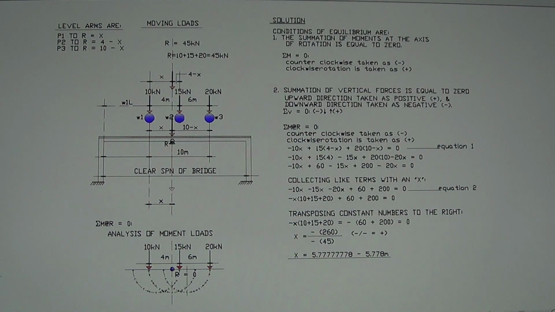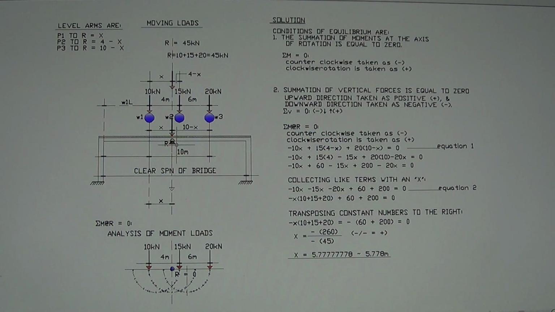So when you take moment at point R, you have to apply the sign convention. Number one is the summation of moment at the axis of rotation is equal to 0. You put everything into 0 as your equation. So the summation of moment at R is equal to 0, with counterclockwise taken as negative.